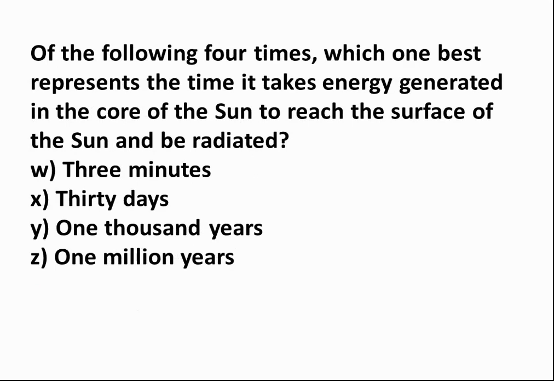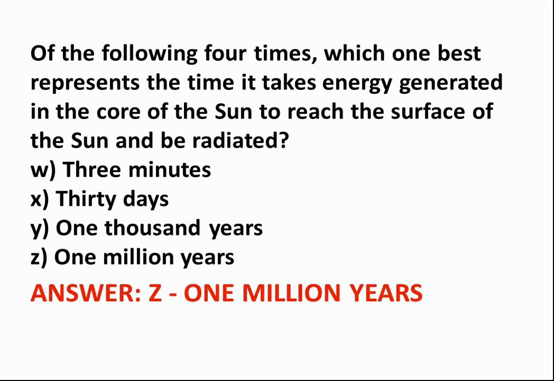Of the following four times, which one best represents the time it takes energy generated in the core of the Sun to reach the surface of the Sun and be radiated? W. 3 minutes. X. 30 days. Y. 1,000 years. Z. 1 million years. Answer: Z. 1 million years.